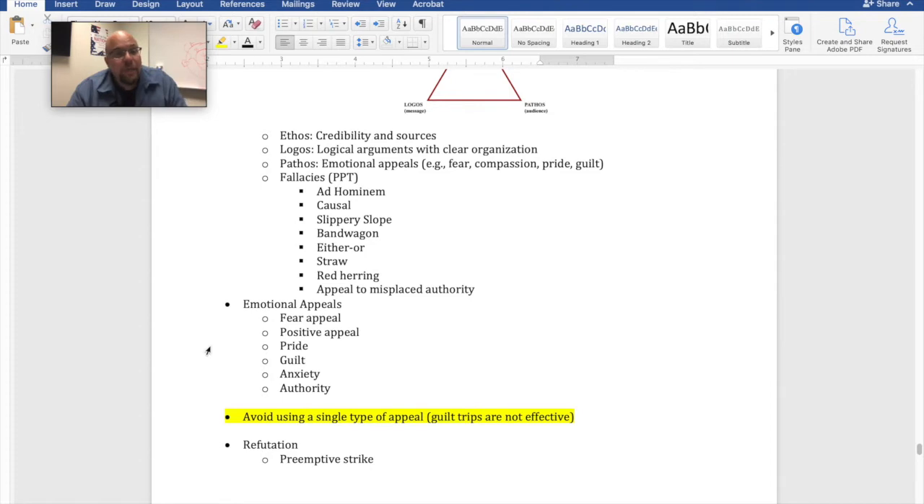So, some people adapt, or I guess adjust more to fear-based arguments. Some like to hear positive arguments. You notice the highlighted line down here on the screen where it says, avoid using a single type of appeal.